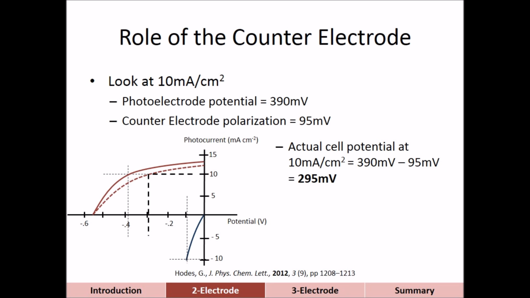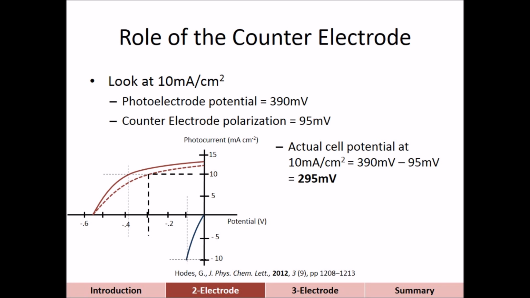If we look at this blue electrode polarization curve, in order to pass 10 milliamps per centimeter squared of current at the counter electrode, we have an overpotential loss of about 95 millivolts. Therefore, when we're actually measuring the IV characteristics of our solar cell, the potential that we'll read at a current of 10 milliamps per centimeter squared will be the 390 millivolts that our photoelectrode can provide, minus the 95 millivolt polarization of our counter electrode, so we'll actually measure 10 milliamps per centimeter squared at a potential of 295 millivolts.